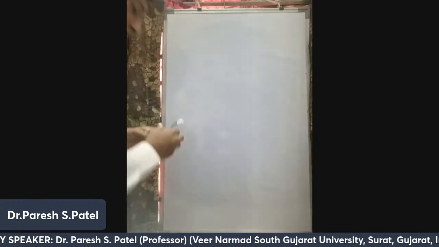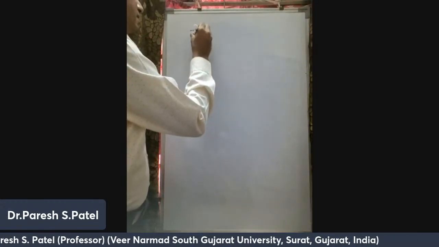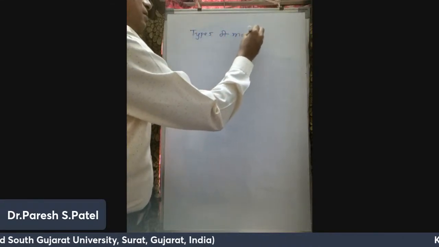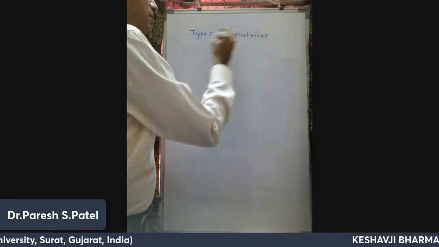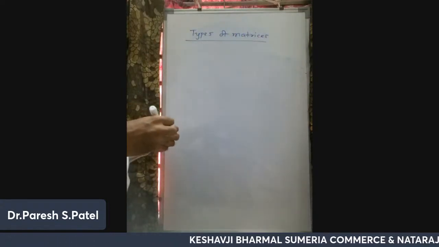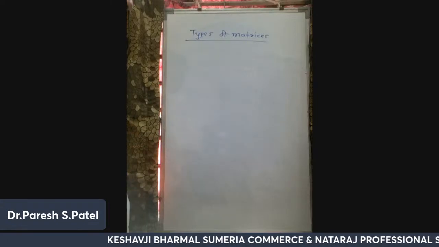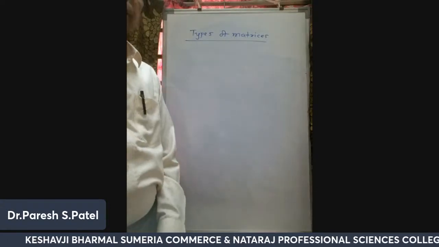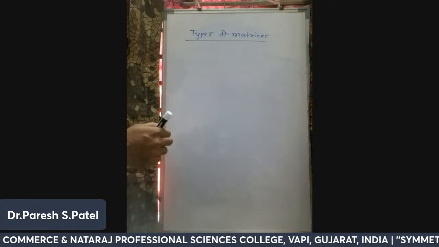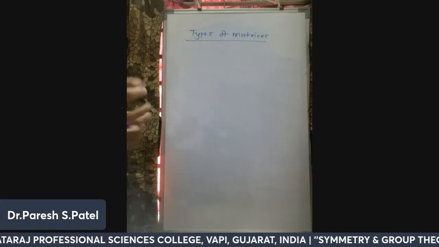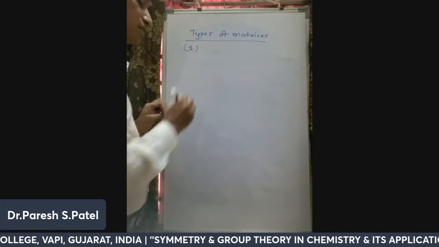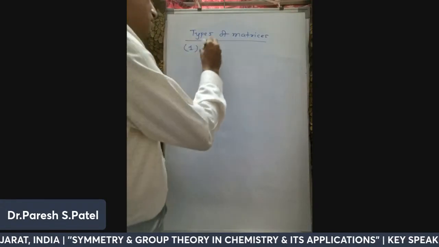Now next title is the types of matrices. Now, exam point of view, dear students, this is the most important title and this is a very easy title. So, matrices can be classified into first one is square matrix.